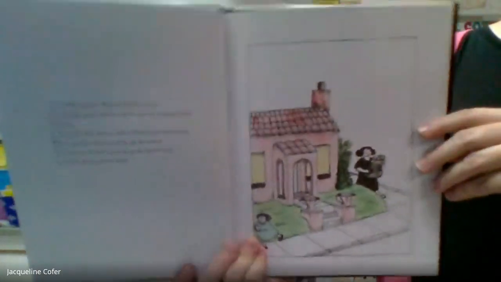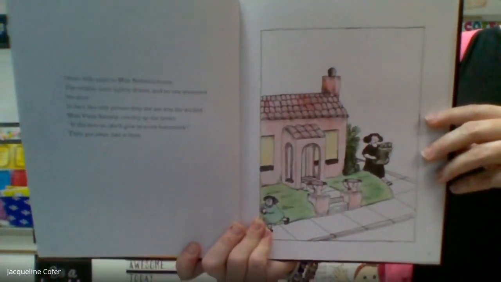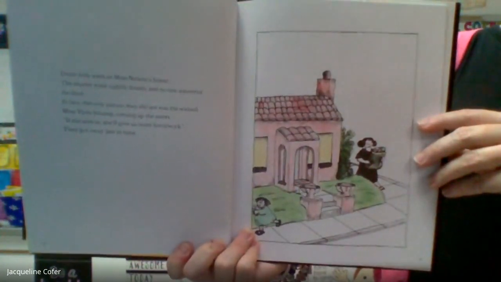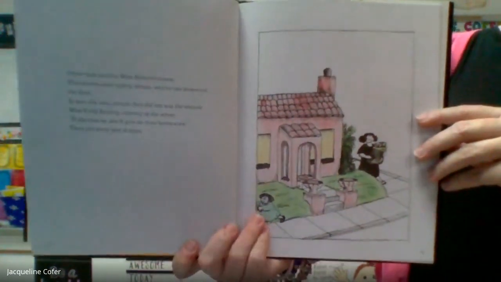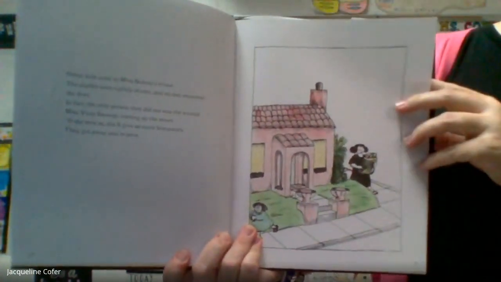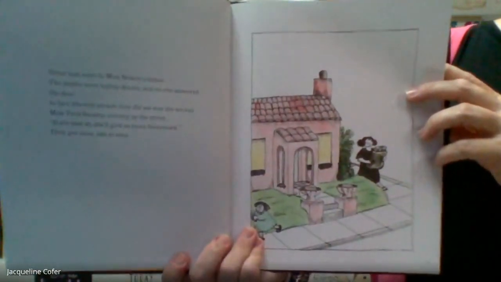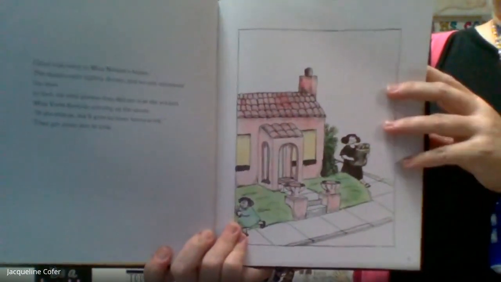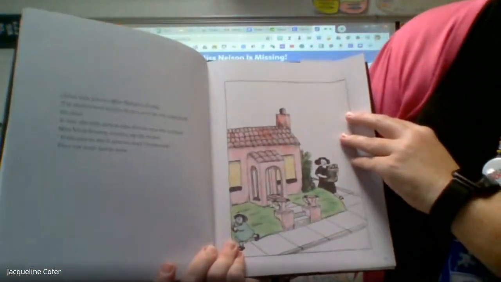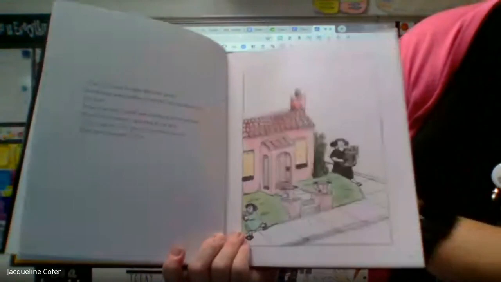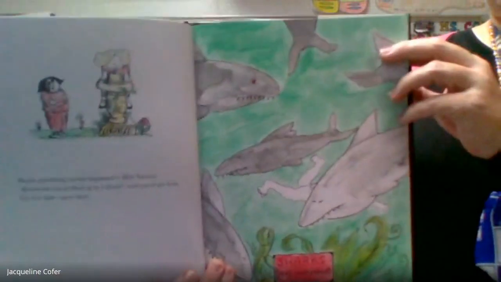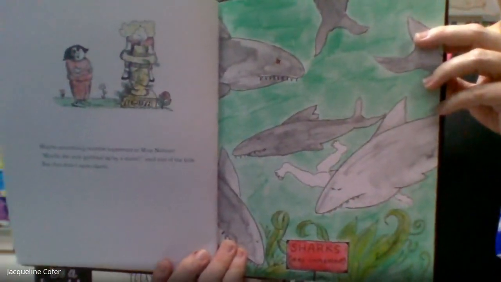Other kids went to Miss Nelson's house. The shades were tightly drawn, and no one answered the door. In fact, the only person they did see was the wicked Miss Viola Swamp coming up the street. "If she sees us, she'll give us more homework." They got away just in time. "Maybe something terrible happened to Miss Nelson. Maybe she was gobbled up by a shark," said one of the kids. But that didn't seem likely.